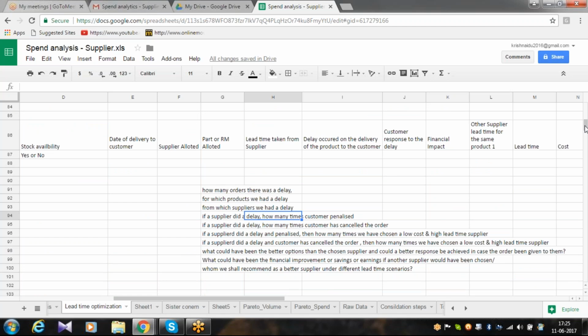So lead time optimization. The objective of lead time optimization is of course to reduce the lead time, but at the same time we have to see that we are not impacting the quality of the product, and not impacting our business relationship with suppliers. So those things also have to be taken care of.